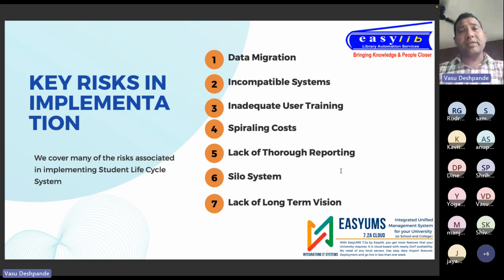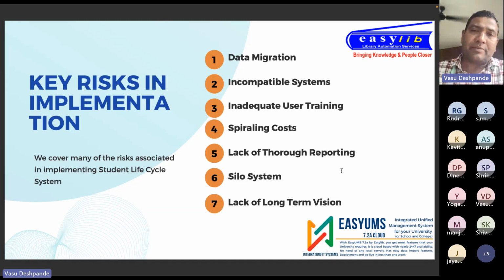And this is also the reason why sometimes the system implementation fails, because all your data doesn't come over. The data that is supposed to come doesn't come, and the data that was not supposed to come sometimes sits with default values. So the first risk is the data migration. In this, I'm only going to cover the risks, but the mitigation plans we'll have to talk about separately.